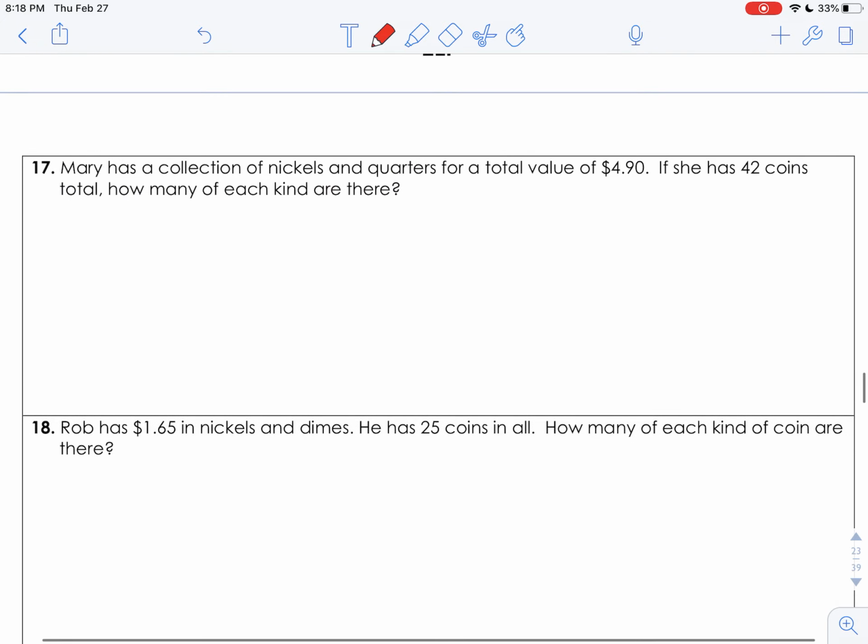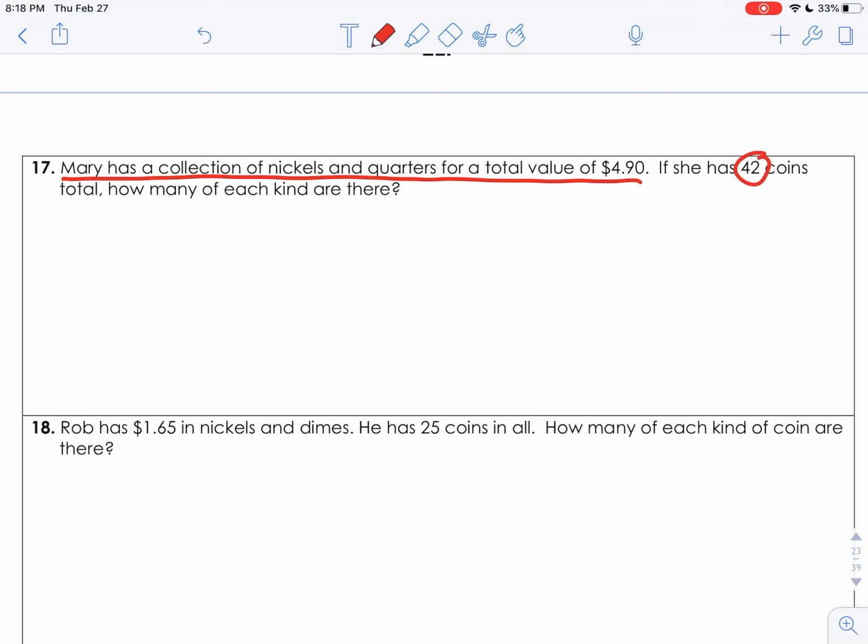Okay, let's just do number 17 and then you guys can try 18 and then we'll be done. So 17, Mary has a collection of nickels and quarters for a total value of $4.90. If she has 42 coins total, how many of each coin are there? So let X equal nickels and let Y equal quarters.